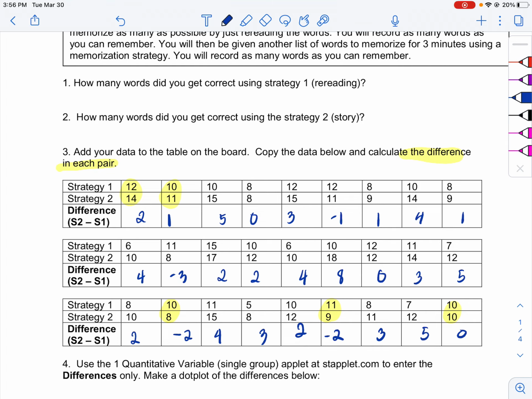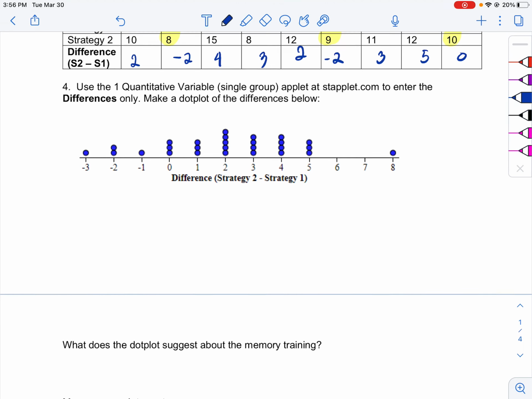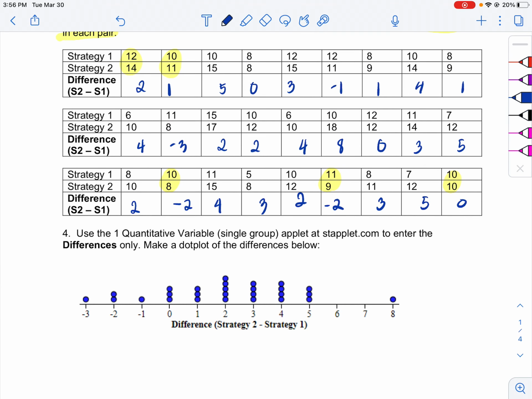Now, we are going to make a dot plot of the differences. I'm going to focus on my blue numbers. I'm going to make a dot plot combining all of my differences, all the blue. Here's the dot plot. I have this 2 right here, that's right there, that's right there. And I think you guys kind of know what I'm trying to do.